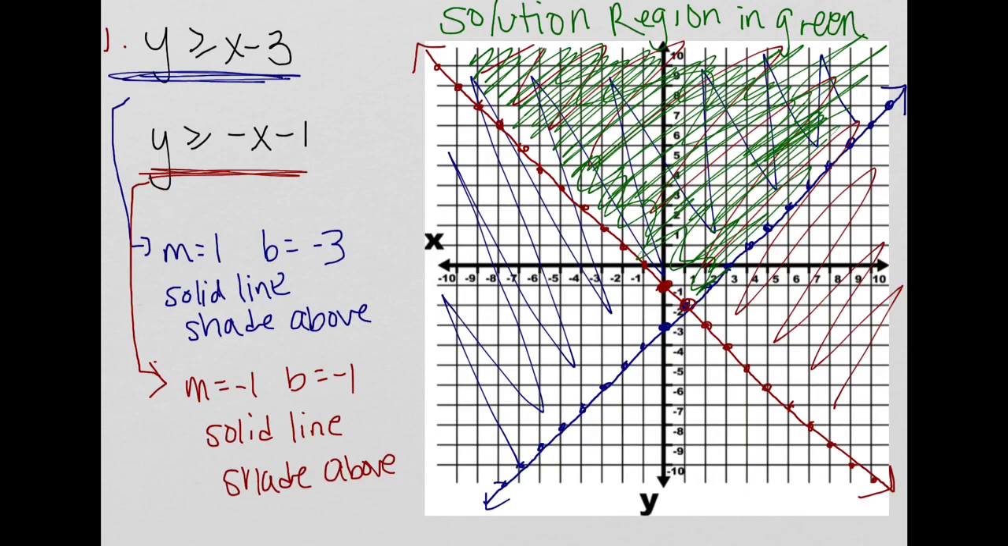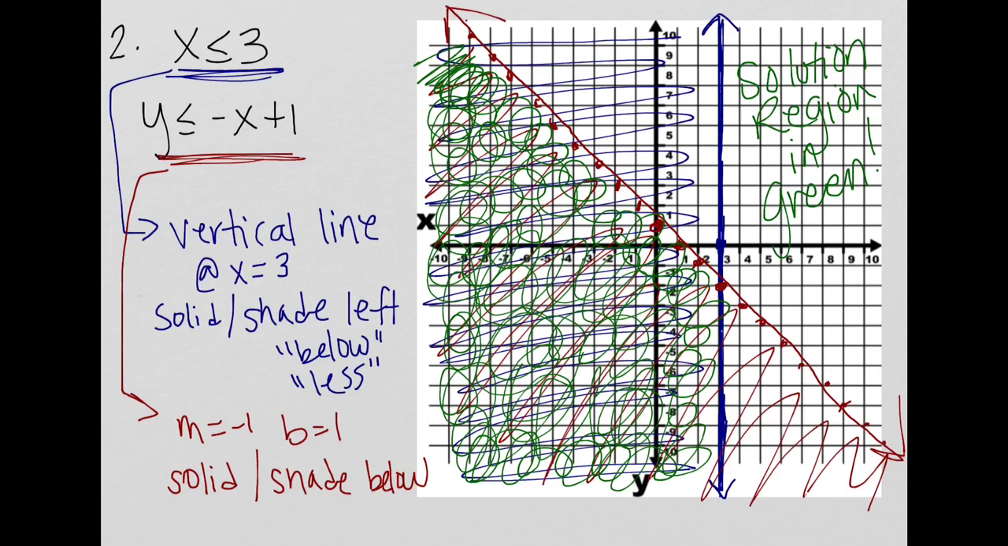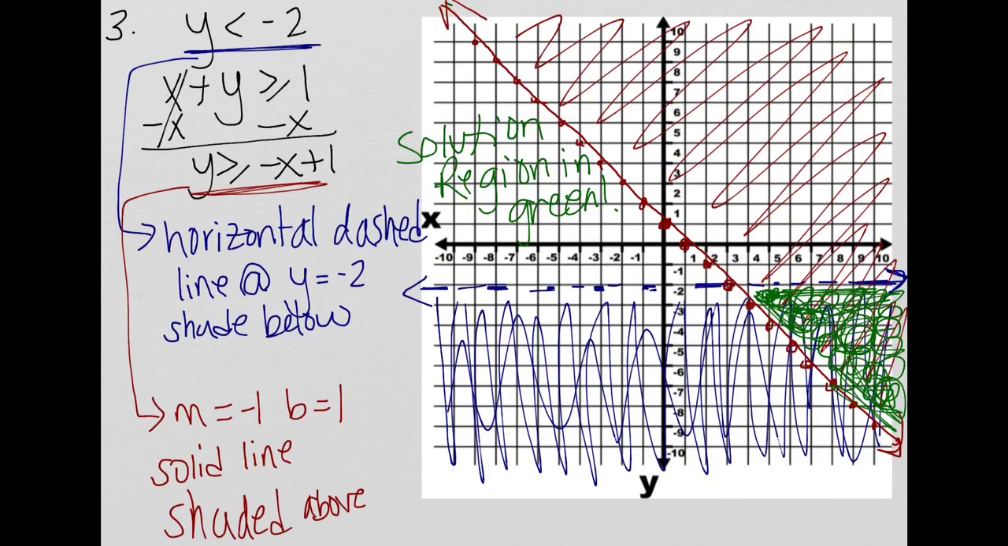Alright, here's your answers. Just follow through what we were doing. I've done them the same way, written out everything you need. So solution regions in green. If yours does not look like it's in the same location as mine, make sure you go back and try to figure out what went wrong. Make sure you're doing your horizontal and vertical lines correctly, and your dashed and solids.